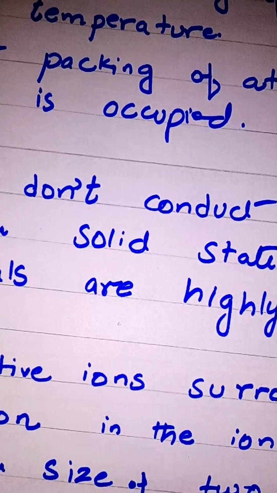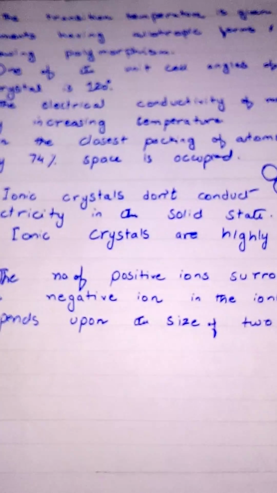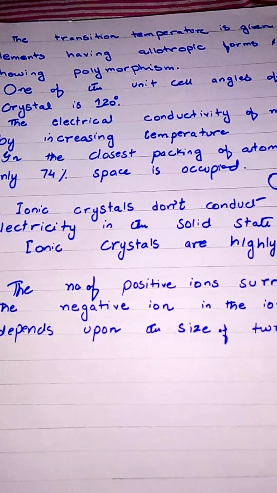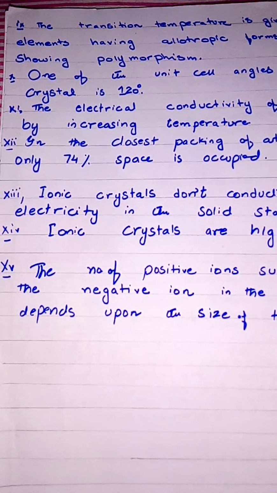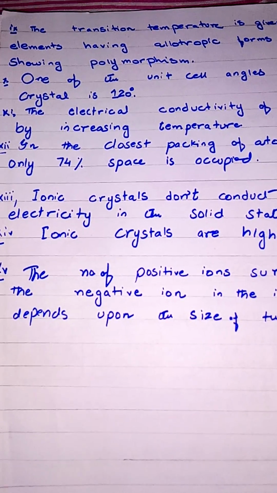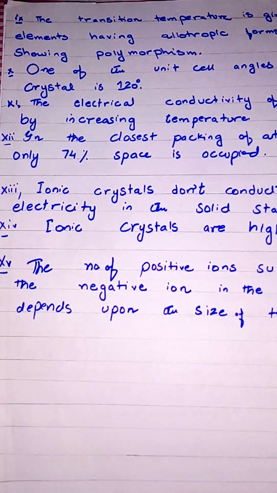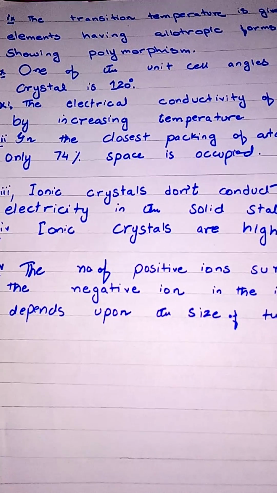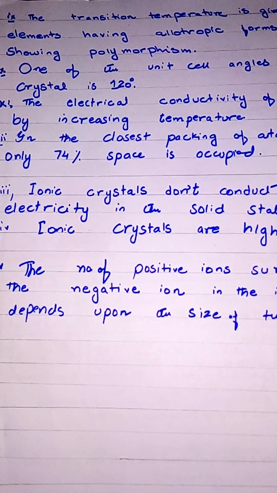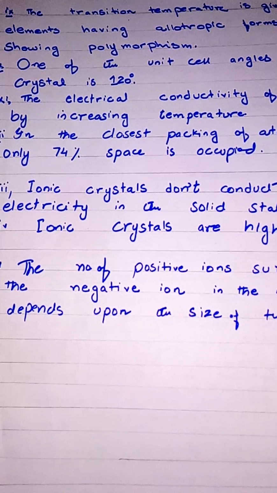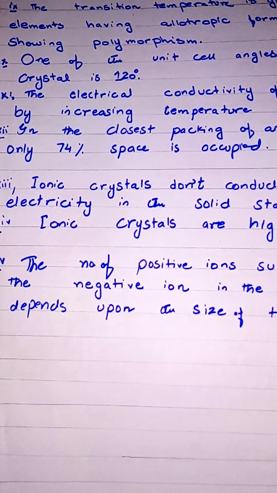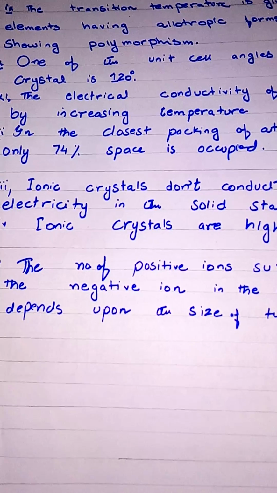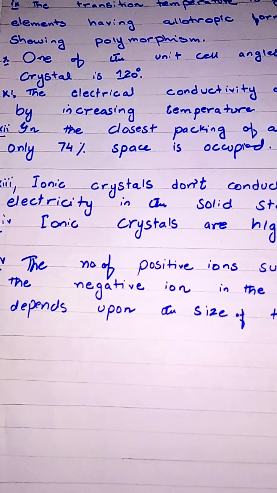Okay, next is: the electrical conductivity of metals decreases with increasing temperature. A metal consists of a sea of free electrons in which positive nuclei are present at definite positions. The electrical conductivity of a metal is due to the motion of free electrons. Sometimes the electrical conductivity of metals decreases with an increase in temperature. It is because an increase in temperature increases the vibrational motion of positive nuclei.